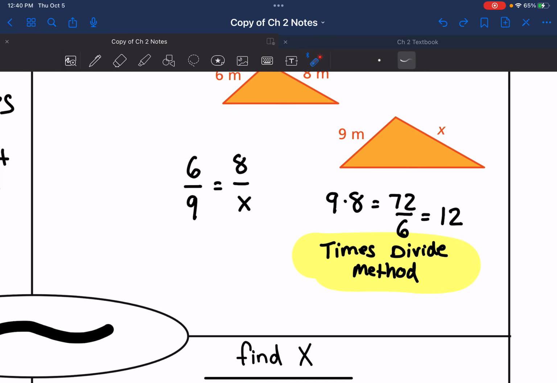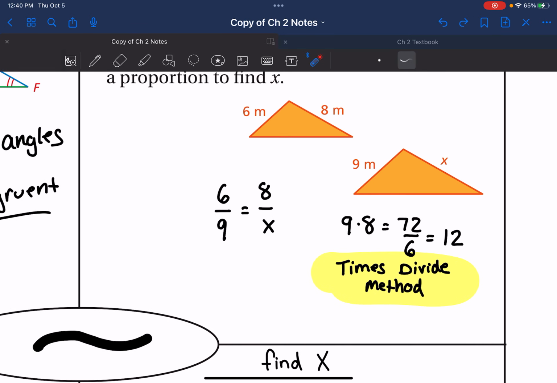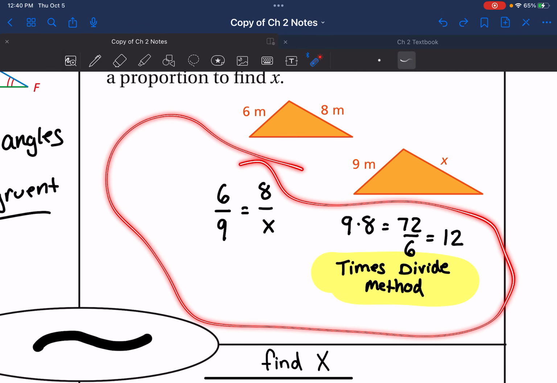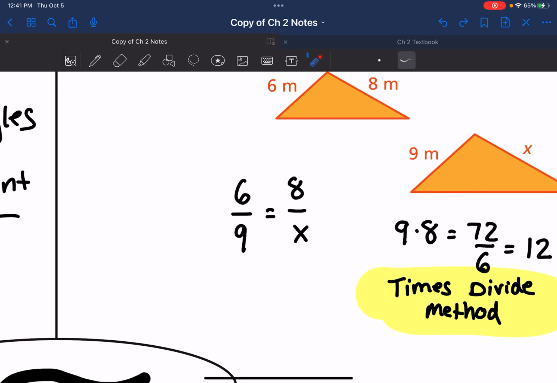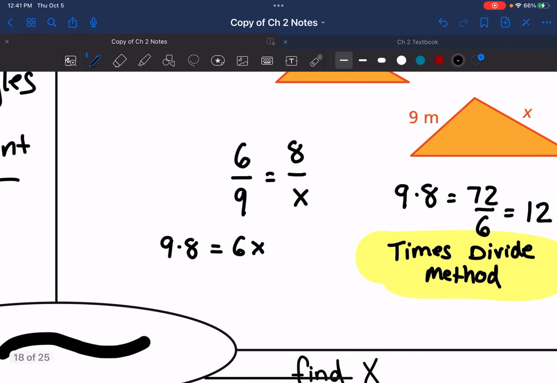We've got the times divide method. Now, you guys don't need to write this down because I don't know if you'll have enough room where you're at right now, but let me just show you it. This is why the times divide method worked. Cross products says that I can take this times this and set it equal to this times this, okay? This is called cross products. Let's take 9 times 8 and set it equal to 6 times x. Now I can rewrite that as just 6x, right? Go ahead and solve it. 9 times 8 makes 72.